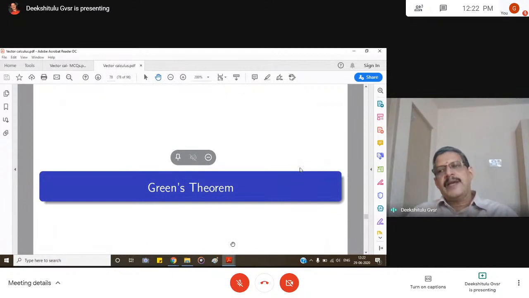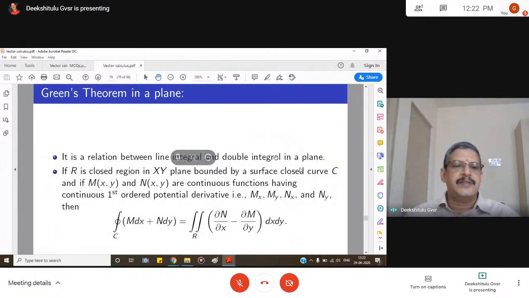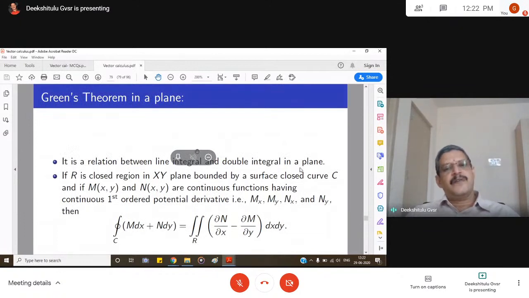Based on the line integral, Stokes theorem, surface integral and volume integral, we have 3 important named theorems: Green's theorem, Stokes theorem, and Gauss divergence theorem. What is Green's theorem? First of all, Green's theorem is defined on a plane, not in space. Plane means 2 dimensions, space means 3 dimensions. So Green's theorem in a plane is a relation between a line integral and a double integral in a plane.